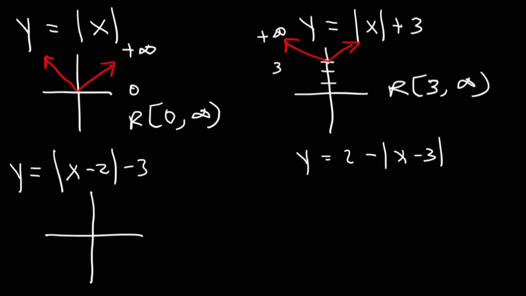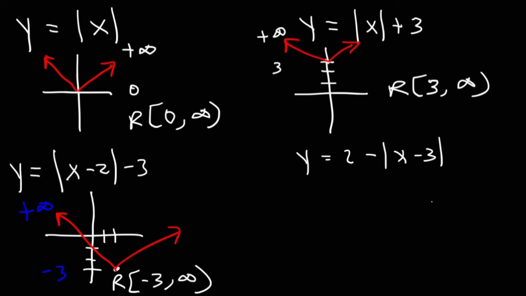For this one, it's been shifted 2 units to the right, and it's been shifted down 3, but it's still going in the upward direction. So it's going to look like this. The lowest y value, we can see it's -3. The highest, it goes all the way up to infinity. So the range is from -3 to infinity.